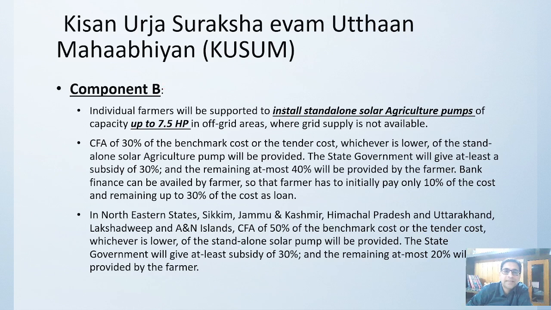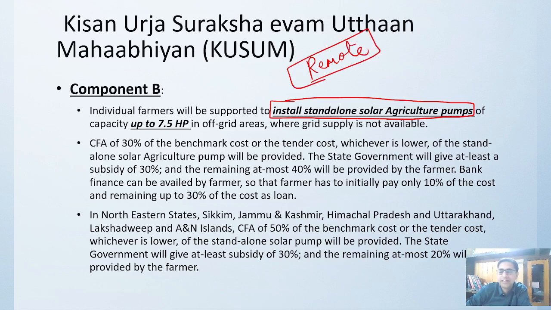Then component B is the standalone solar agriculture pump. That means those farmers who are in remote areas, who do not have connectivity of the canal system or of the tube well, can set up a standalone solar agriculture pump. That pump will be working on solar energy, and the capacity is up to 7.5 horsepower in off-grid areas. That means where grid supply is not there. So these are the technical terms.